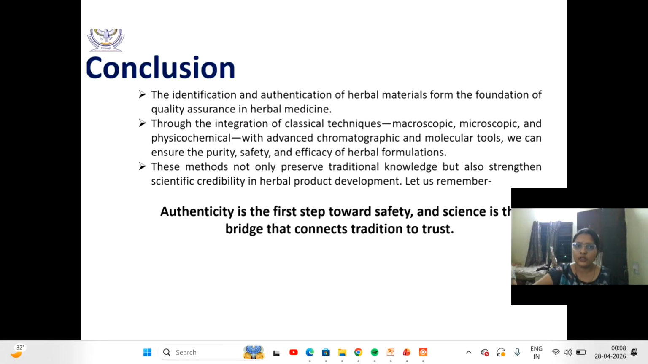So this is the conclusion, that the identification and authentication of herbal materials form the foundation of quality assurance in herbal medicines through the integration of classical techniques, macroscopic, microscopic and physicochemical, with advanced chromatographic and molecular tools. We need that. The purity, safety and efficacy of herbal formulation is so important for the herbal industries. Ending up, authenticity is the first step towards safety, and science is the bridge that connects tradition to truth or the trust.